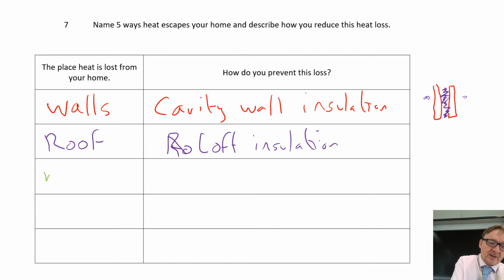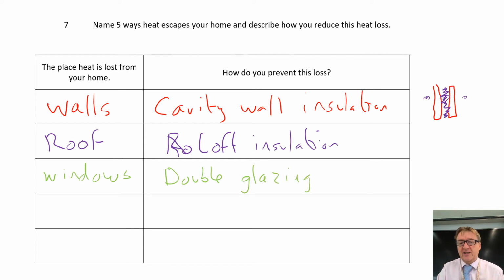Third one is windows. And the best way of then preventing heat loss through the windows is double glazing. Now, most houses these days have double glazing, some houses even have triple glazing. Right, what that then does, that will then stop heat loss through the windows.